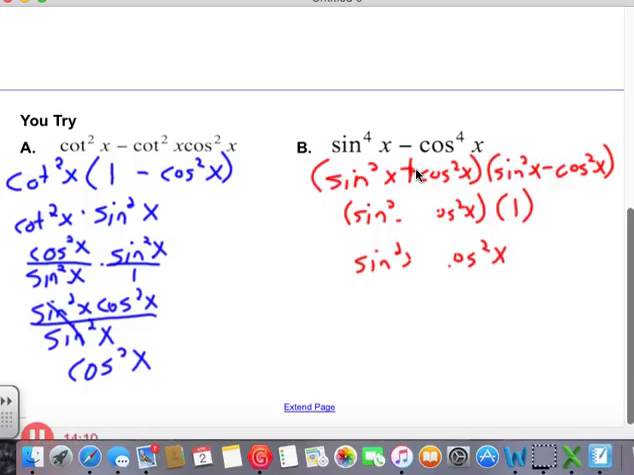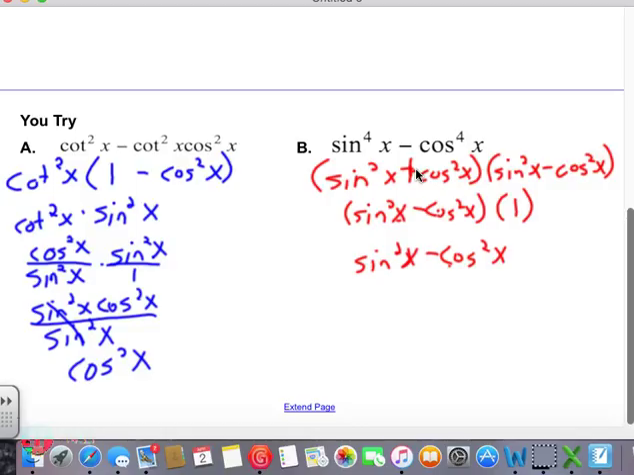I think I wrote the wrong one in here. So let me change that real quick. So sine squared minus cosine squared is the one that's left, because sine squared plus cosine squared equals 1, not sine squared minus cosine squared. All right, so that's as simple as that one gets.